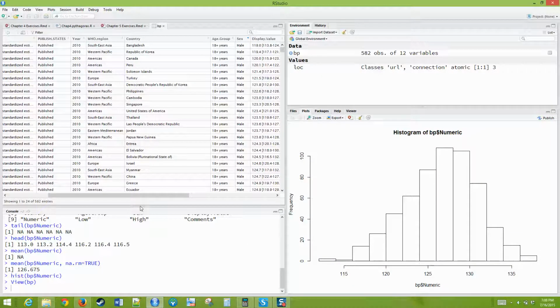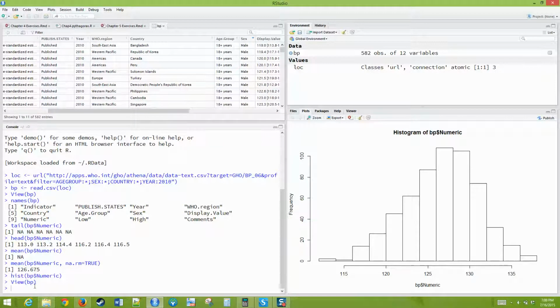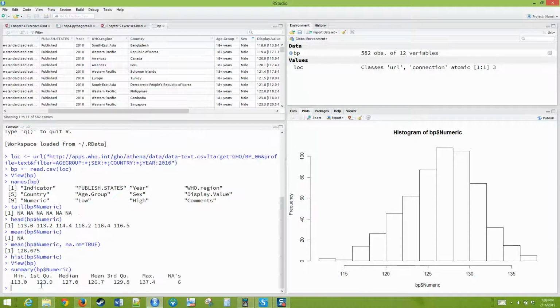Okay, so this is to make a histogram and calculate the mean. And again, even the summary statistics, you can ask for summary of BP numeric. And this is not very helpful because, again, it's on a country-by-country basis. Okay, although it might tell you, if your country's average is here, this is how you compare to all of the other countries around the world, things like that.